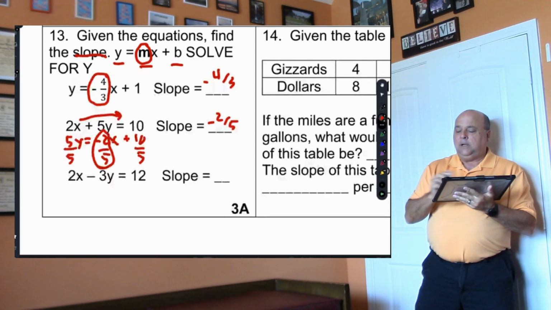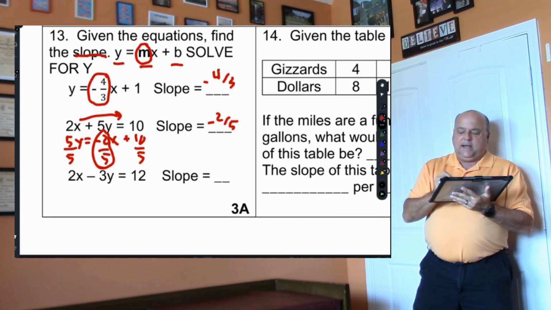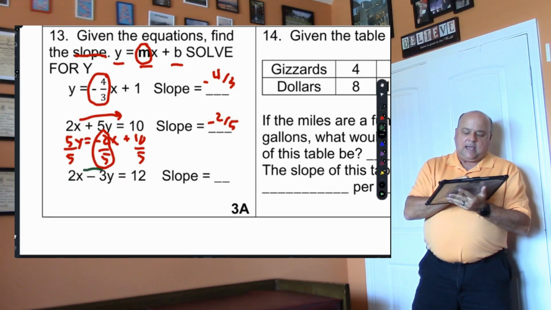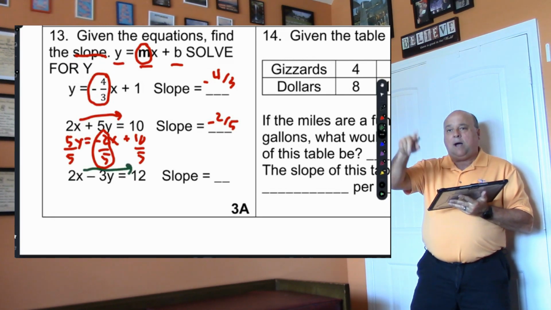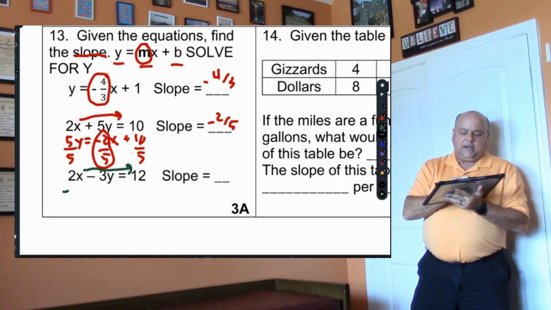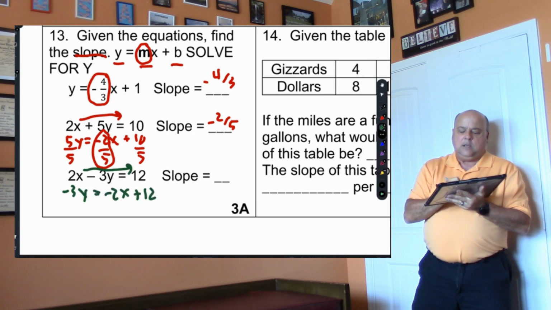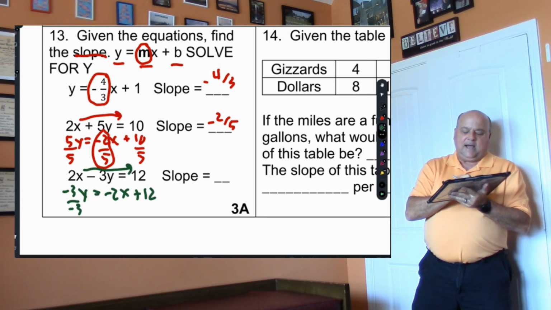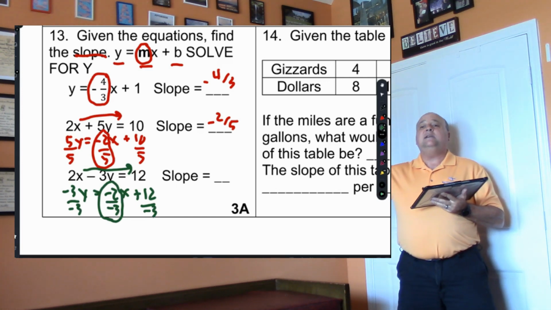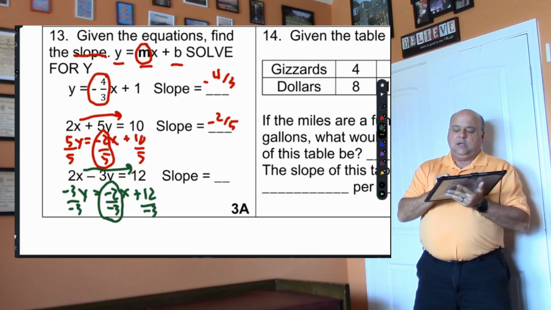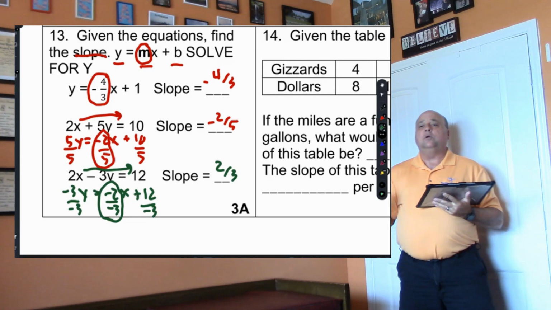Going to the next one. I'm going to change pen color. We need to get the x to the right, don't we? We want y equals x the number. So we got -3y equals, the 2x will turn into -2x, plus 12, divide by -3 on every term. So this right here is my slope. 2 negatives makes a positive. So my slope will be 2/3.